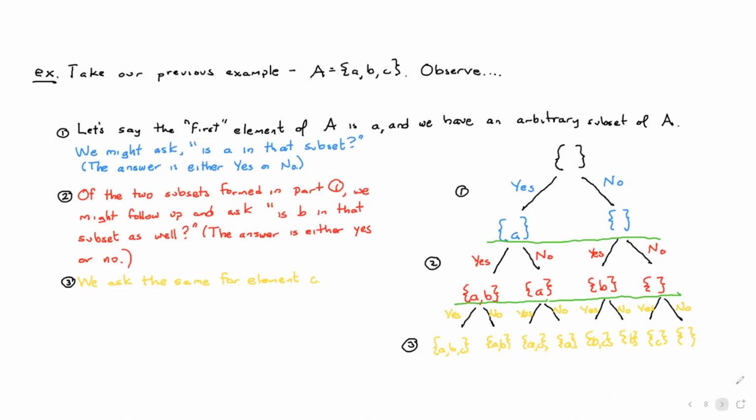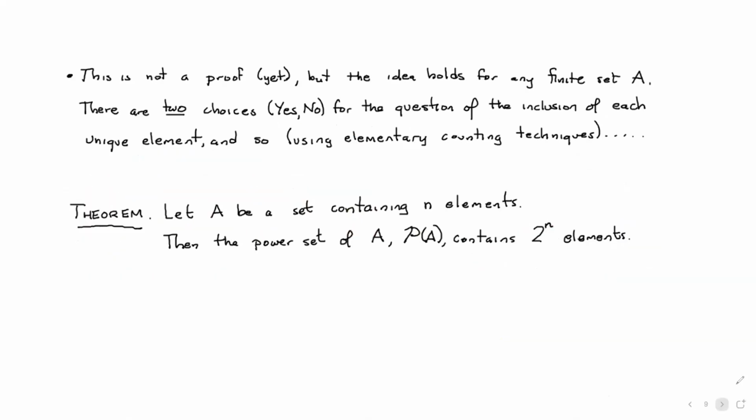So it should be no coincidence or surprise maybe that if A contains n elements, then the power set of A contains 2 to the n elements. We have 2 choices for the first element, 2 choices for the second element, and so on. That's 2 times 2 times 2 times 2, n times for the number of choices. And since each one represents its own subset of A, we get 2 to the n elements.